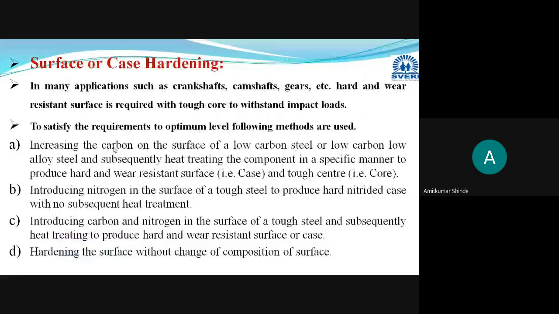Before starting this, just write down these 4 points to satisfy the requirement of optimum level. Following methods are used. Please note down these 4 points in short: increasing carbon, increasing carbon followed by heat treatment, introduction of nitrogen without heat treatment, then introducing carbon and nitrogen both followed by heat treatment, and hardening of the surface without changing the composition. Please write down this. I will wait for 2 minutes, and after that we'll start the carburizing heat treatment process.